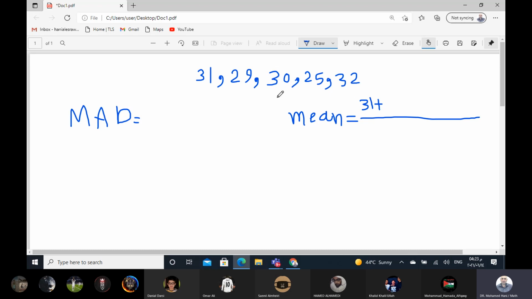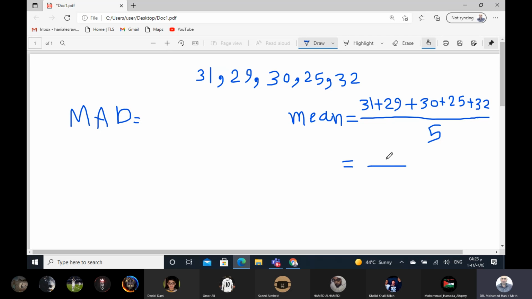Now we have 31 plus 29 plus 30 plus 25 plus 32, which equals 147. Then here you have 1, 2, 3, 4, 5 values. So divide by 5.